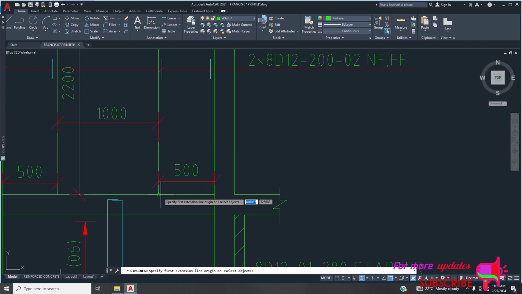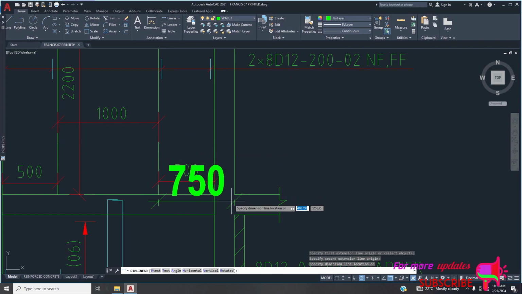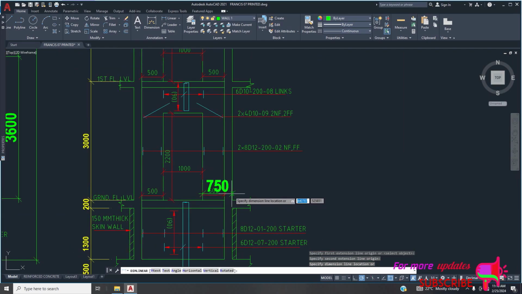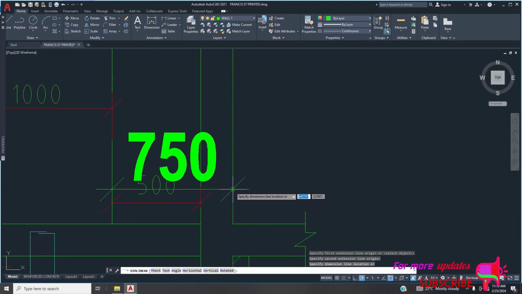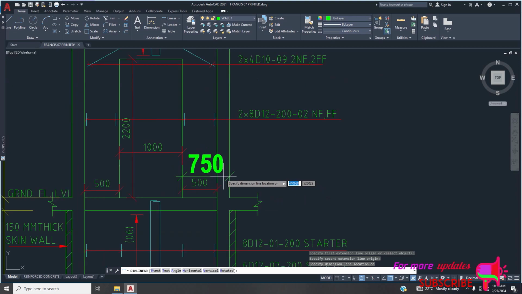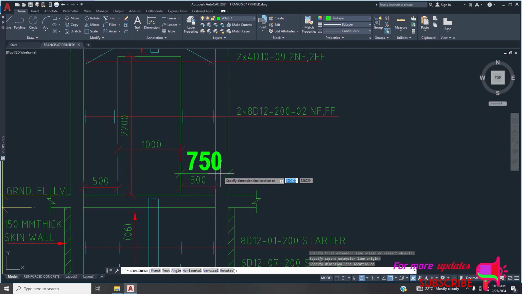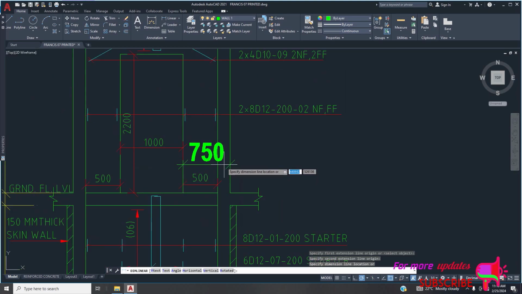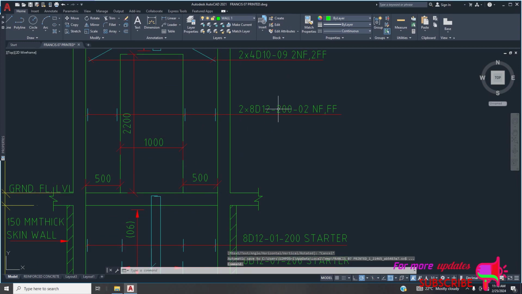The total distance between here and here divided by 200, you will get about 7. It is 8. If you divide this one by 200, you'll get 3 point something. So it basically means 4. So there will be 4 here and 4 here.